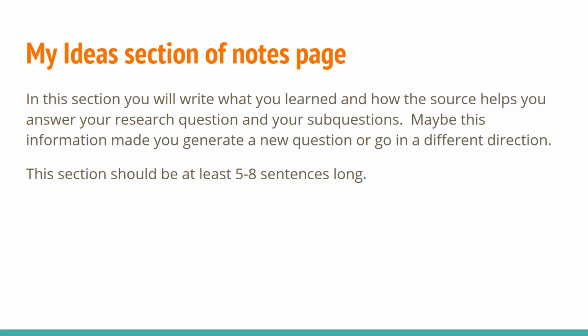In the My Ideas section of your notes page, you will actually write what you learned and how the source helps you answer your research question or sub-questions. Maybe this information made you generate a new question that you're going to pursue, or maybe go in a different direction for your research, or maybe it was just really, really interesting. This section should be about 5 to 8 sentences long, about 150 words long. It just gets your brain going so that you can actually write commentary in your research paper and kind of talk about what you learned.